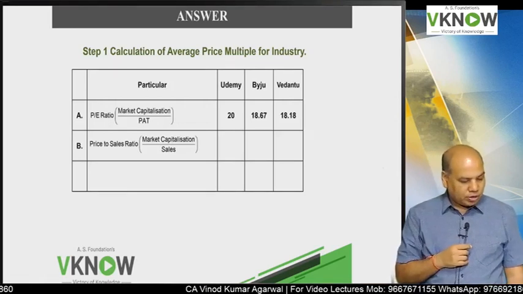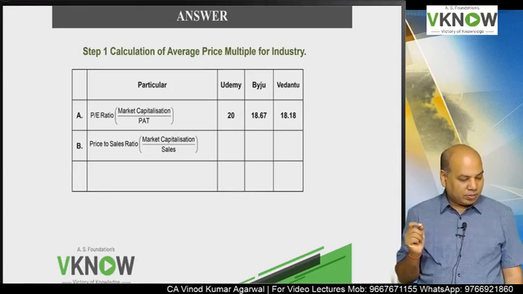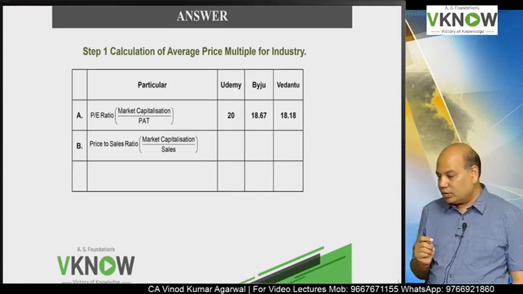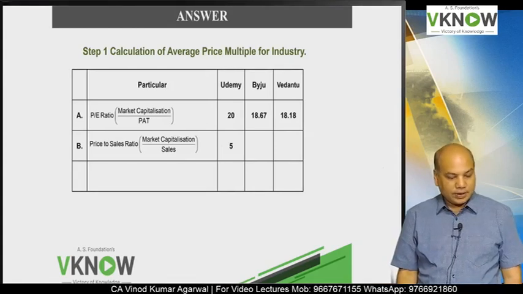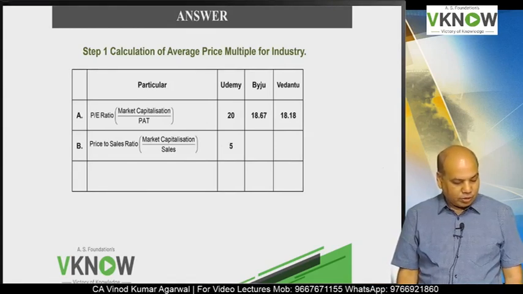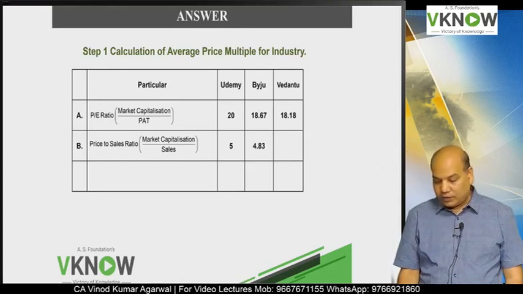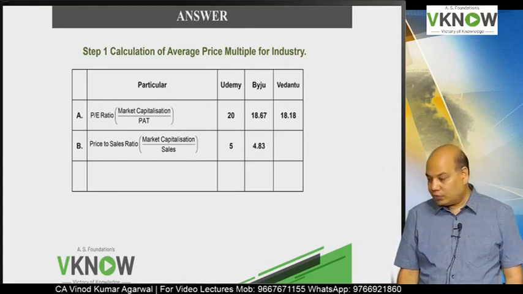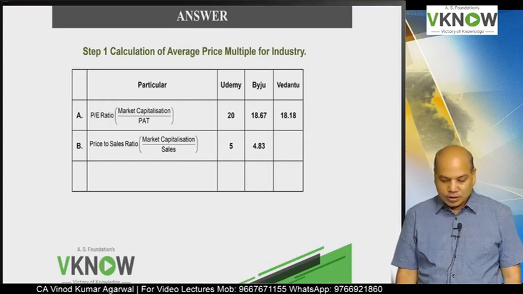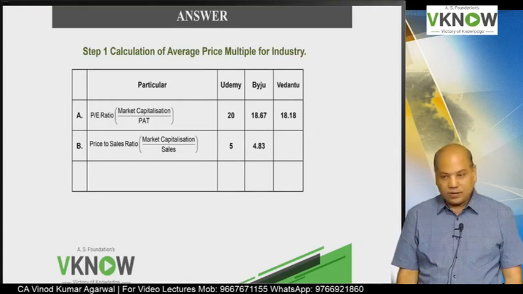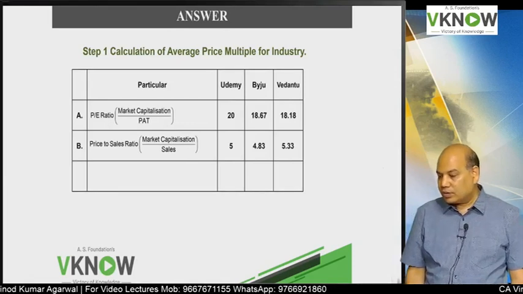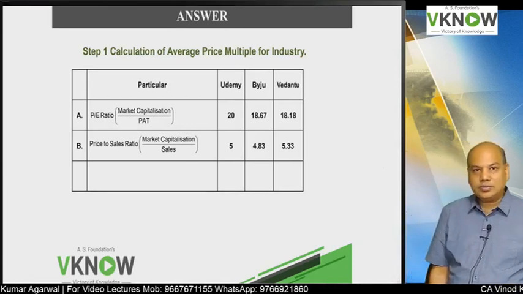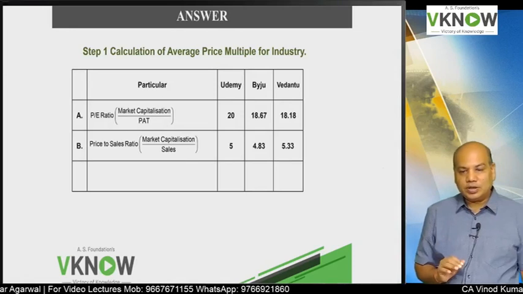Next one, price to sales ratio. Price to sales ratio means market capitalization upon sales. 20,000 upon 4,000 is 5. 28,000 upon 5800 is 4.83. Very good. Vedantu, 40,000 divided by 7,500 equals, is it 5.33?